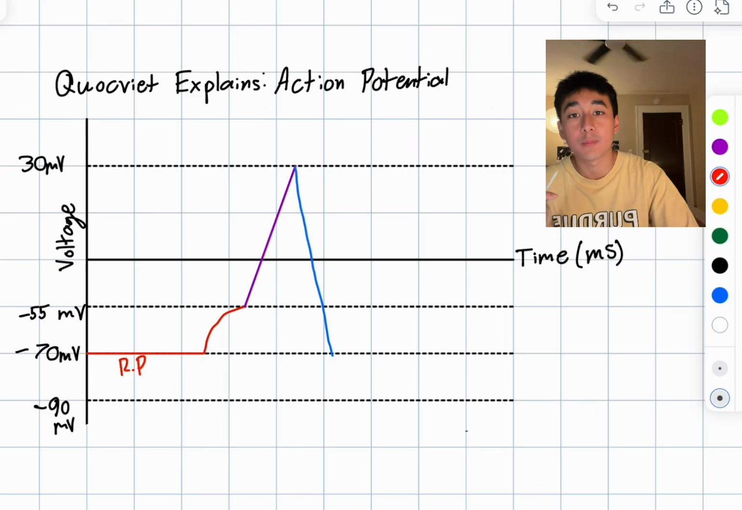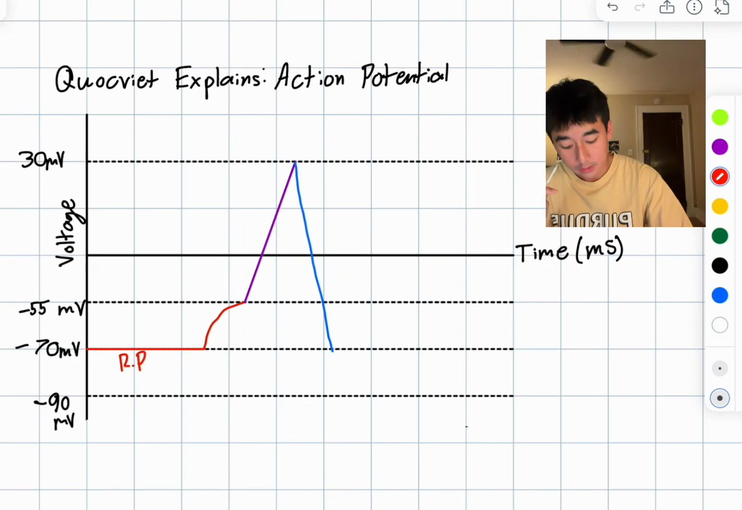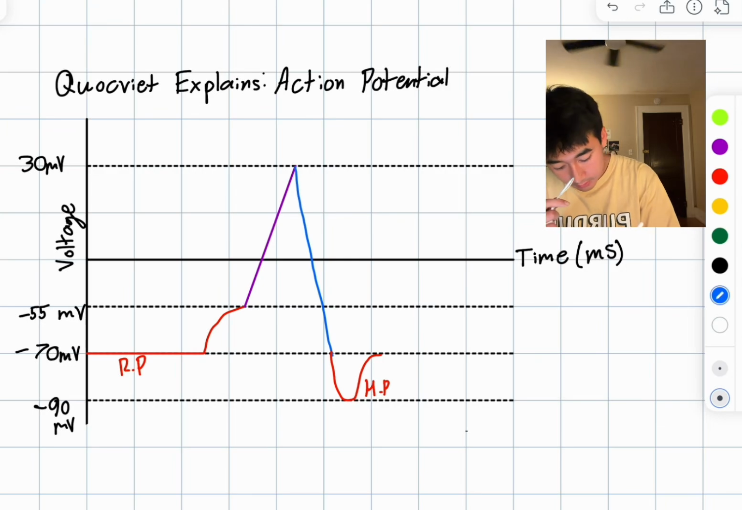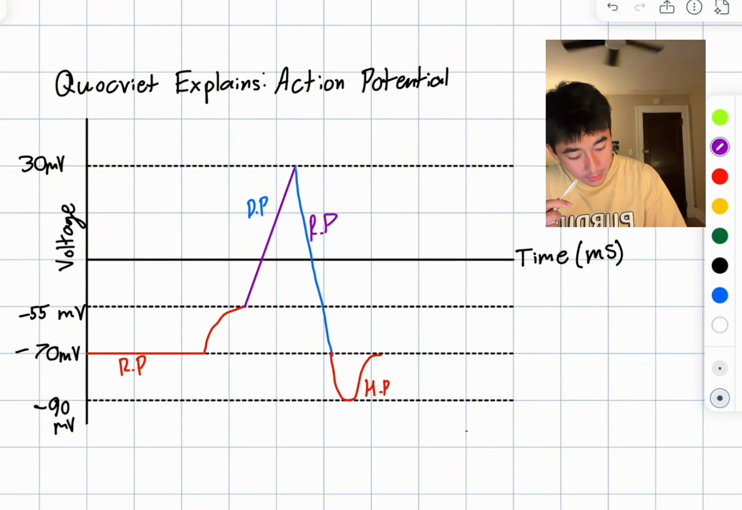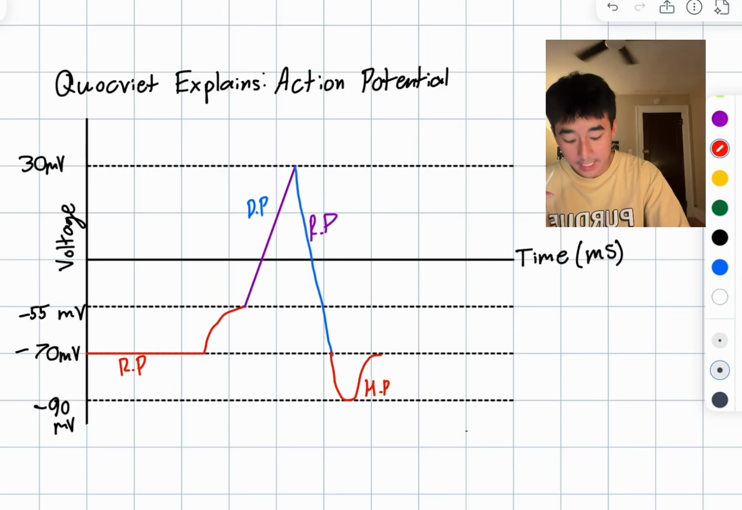But we also have to remember that the potassium channels are slow to close, so it kind of overshoots down to the negative 90 millivolts. This is called hyperpolarization. Let me label these really quick. So this is depolarization, and then this is repolarization. And then back to hyperpolarization, it takes some time to get back to the negative 70.